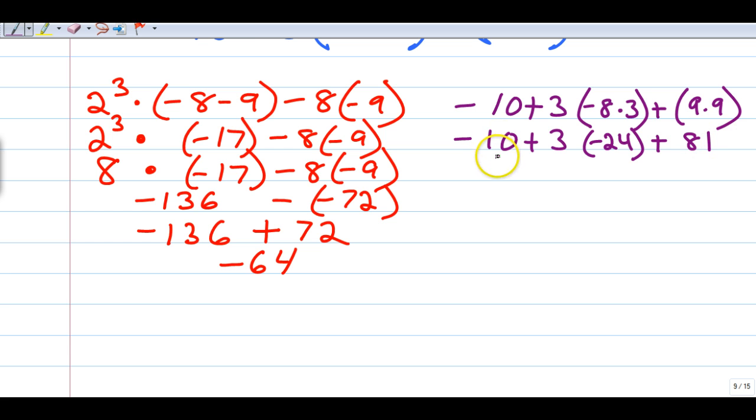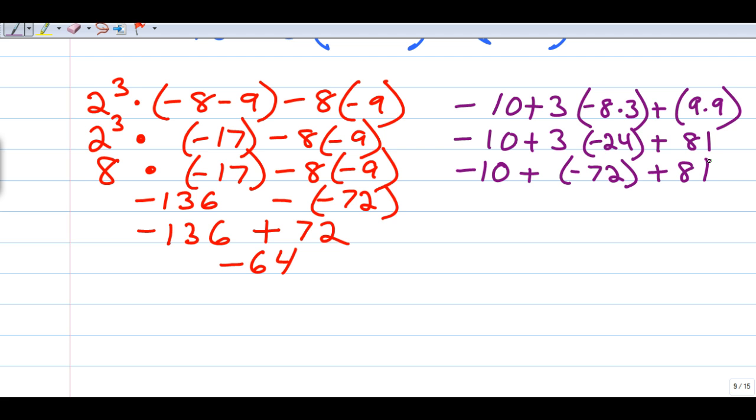Now we're ready to do exponents and roots. This problem doesn't have any exponents and roots, so we'll move on to step 3, multiplication and division, left to right. That -10 is going to remain unchanged. We have a 3 times a -24 to create a -72. Carry down that plus 81.